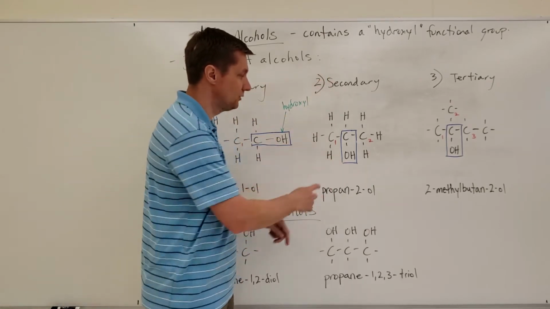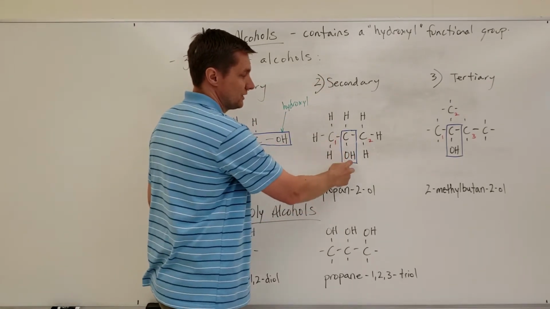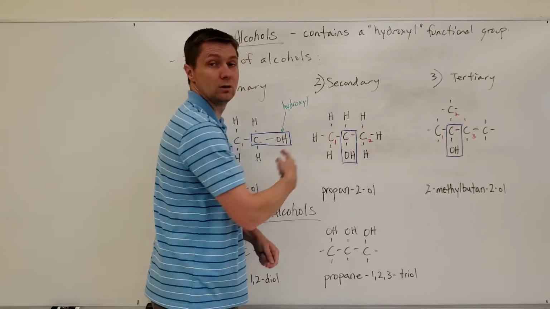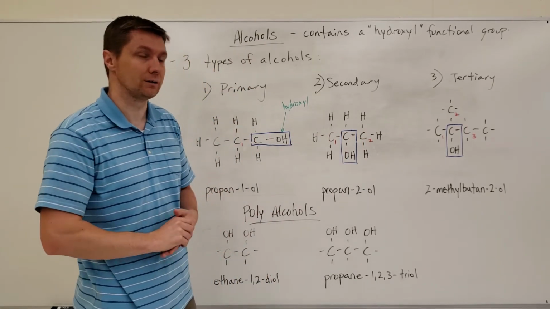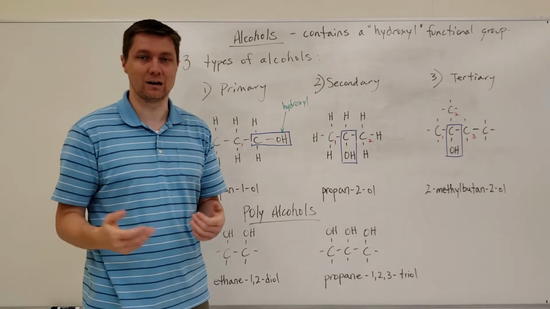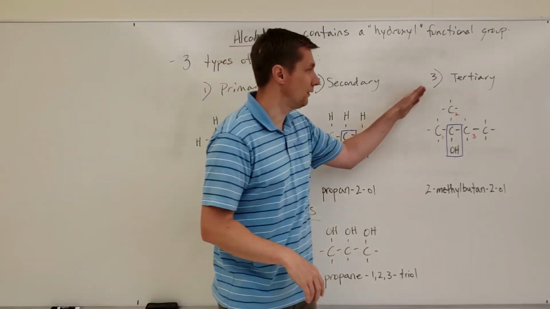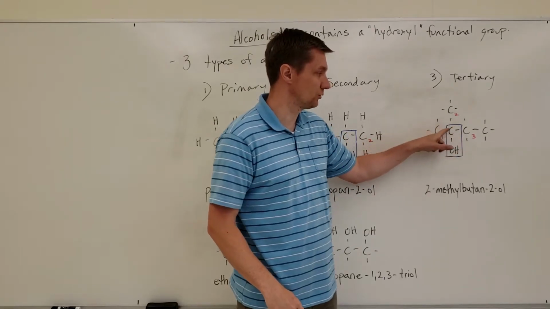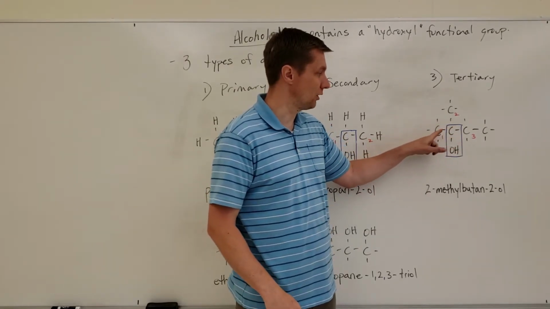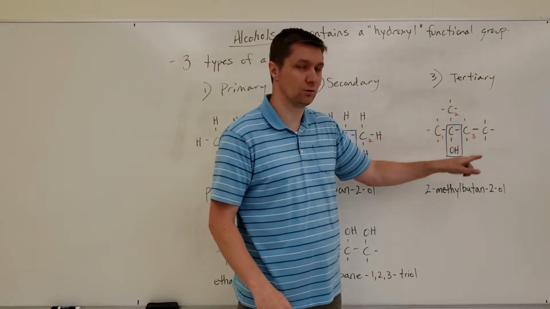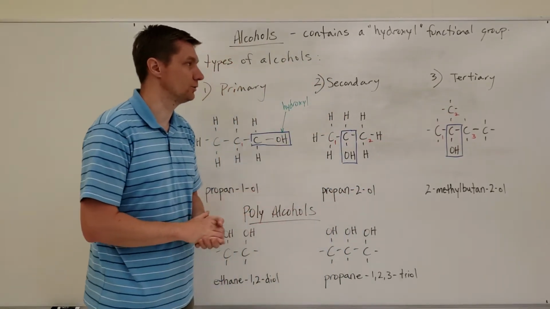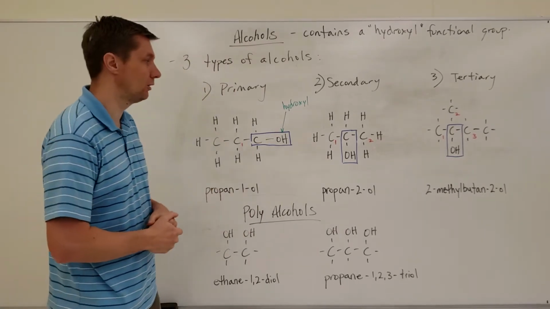Secondary alcohols, again, you can see that this hydroxyl group is attached to this carbon, and this carbon is attached to two other carbons directly. And so that's what makes it a secondary alcohol. And the last kind, tertiary, is where we've got, again, this hydroxyl group attached to this carbon. This carbon is attached to, count them, 1, 2, 3 other carbon atoms within that molecule. So that makes it a tertiary alcohol.